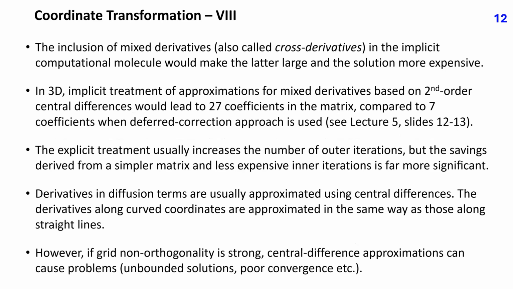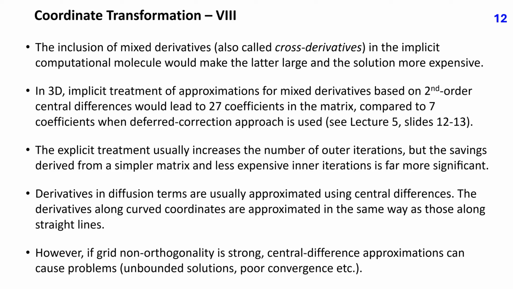The inclusion of mixed derivatives, also called cross derivatives, in the implicit computational molecule would make the latter large and the solution more expensive. In 3 dimensions, implicit treatment of approximations for mixed derivatives based on second-order central differences would lead to 27 coefficients in the matrix, compared to 7 coefficients when the third correction approach is used. See lecture 5, slides 12 to 13. The explicit treatment of cross derivatives usually increases the number of outer iterations, but the savings derived from a simpler matrix and less expensive inner iterations is far more significant.